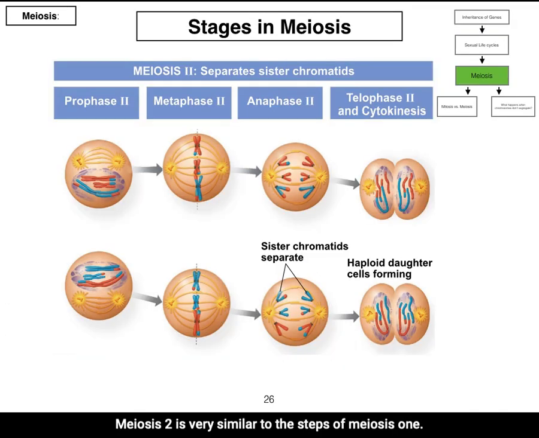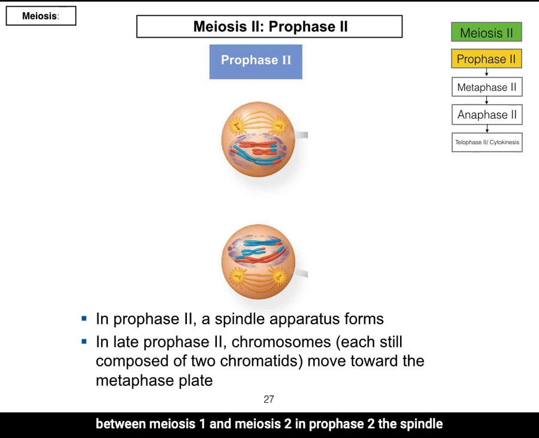Meiosis 2 is very similar to the steps of meiosis 1. The major difference is that the chromosomes did not duplicate between meiosis 1 and meiosis 2. In Prophase 2, the spindle apparatus forms again, and the chromosomes, in this case the sister chromatids, move towards the metaphase plate.